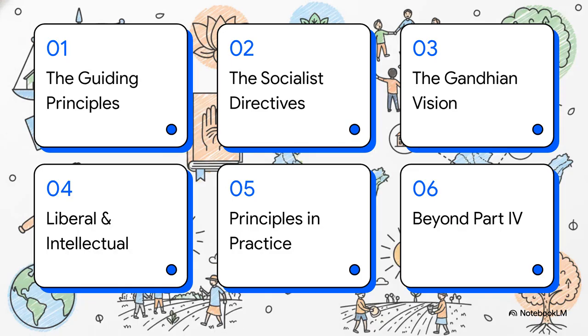So here's our game plan. We'll kick things off with the absolute basics of what these principles are. Then, we're going to dive deep into the three main categories you hear about all the time: socialist, Gandhian, and liberal intellectual. After that, we'll see how these ideas actually get applied in the real world. And hey, make sure you stick around to the end, because we're going to cover some special directives that are outside of Part 4, and that's where those tricky, high-scoring questions often hide.